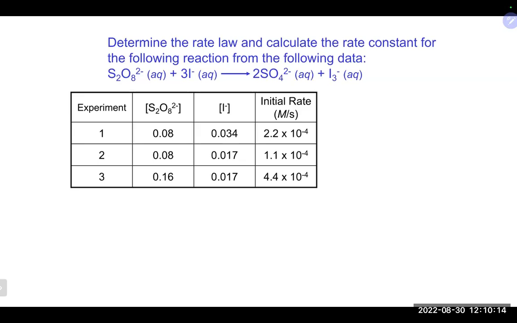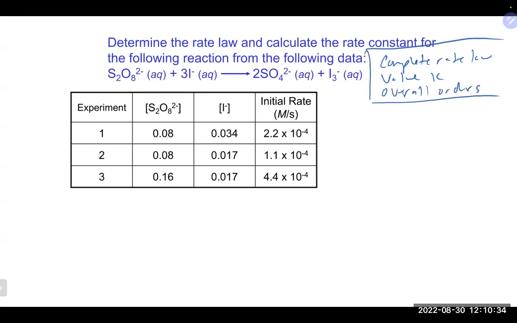All right, so once you do this one here, here's our experimental table. We want the complete rate law here. We want the value of the rate constant, and we want the overall order. So take a couple of minutes here, use this information, and calculate all those things there. You're going to see how you're doing here.